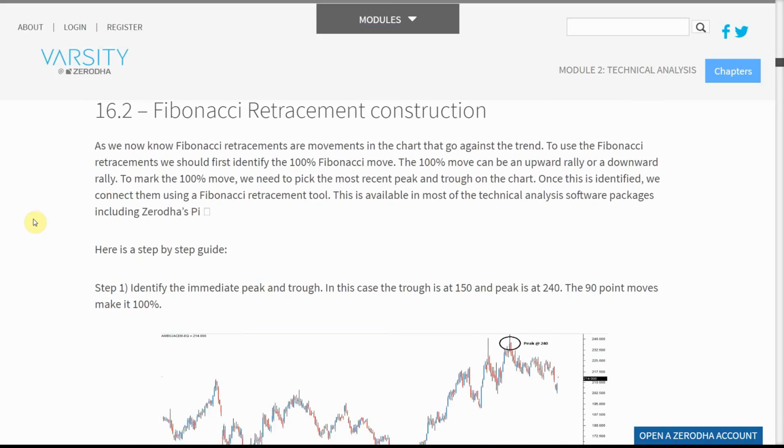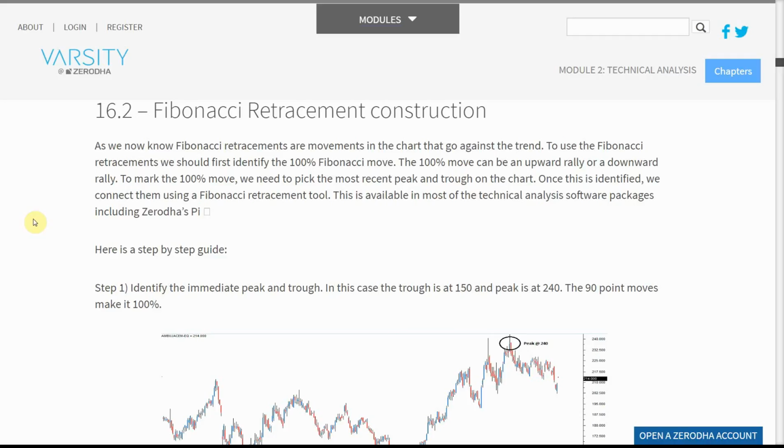16.2 Fibonacci retracement construction. As we now know, Fibonacci retracements are movements in the chart that go against the trend. To use the Fibonacci retracements, we should first identify the 100% Fibonacci move. The 100% move can be an upward rally or a downward rally. To mark the 100% move, we need to pick the most recent peak and trough on the chart. Once this is identified, we connect them using a Fibonacci retracement tool.